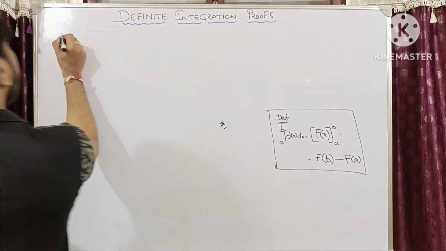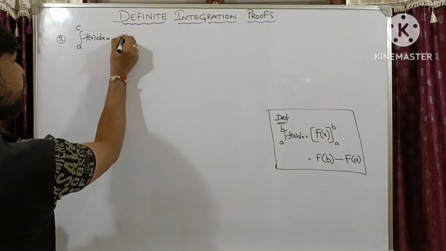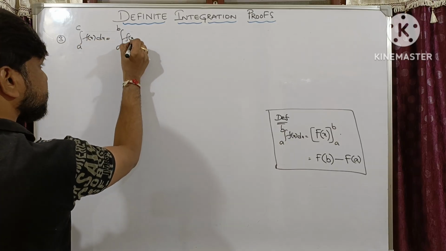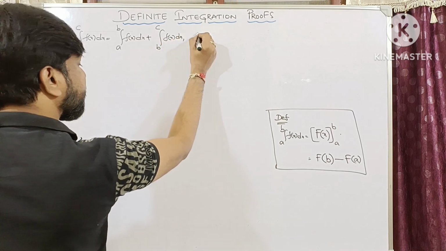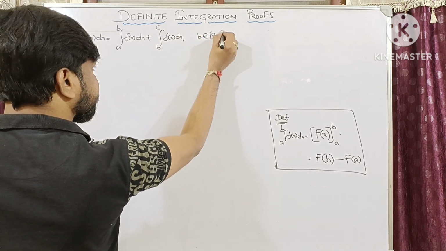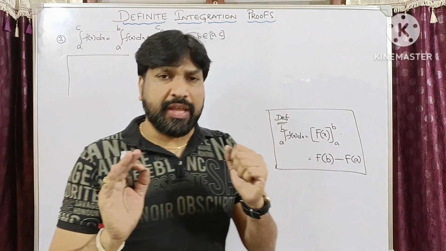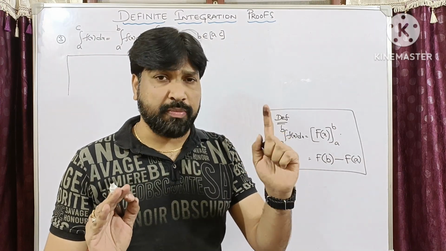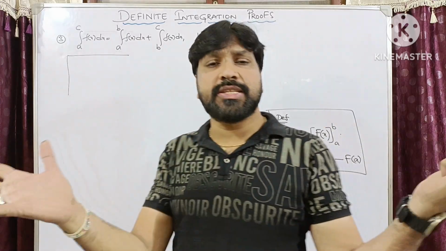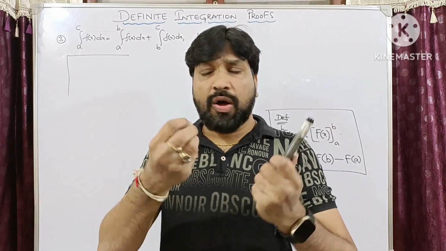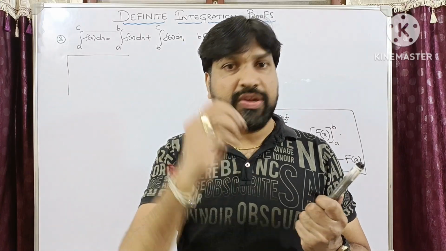Look at it, friends. The third proof is integral a to c f of x dx can be written as integral a to b f of x dx plus integral b to c f of x dx, where b belongs to the closed interval a, c. Then how to solve this proof? If you see very clearly, can we do it by using substitution or a formula? Now, this is f of x, this is also f of x, this is also f of x. So nothing is there to take as a substitution. All the functions are the same, which means your approach is only the definition. So by using the definition, I'm going to derive this proof.